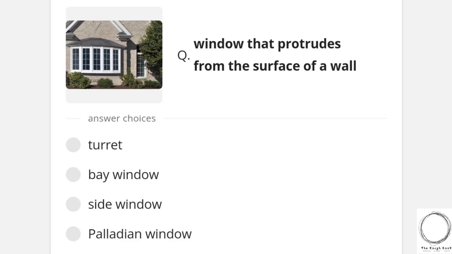Moving on to the next question, window that protrudes from the surface of a wall, and the options are turret, bay window, side window and palladian window. So the right answer is bay window.